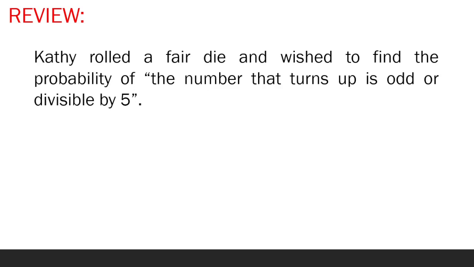Second example, Kathy rolled a fair die and wished to find the probability that the number that turns up is odd or divisible by 5. Now, analyzing the problem, when you roll a fair die, you have 6 as your total number of sample space. So that is 1, 2, 3, 4, 5, 6. And the number that turns up is odd, you have 3: 1, 3, and 5. And for divisible by 5, you only have 1, which is 5. Now, the common between the two is 5 as well. So they have a common intersection which is equal to 1.